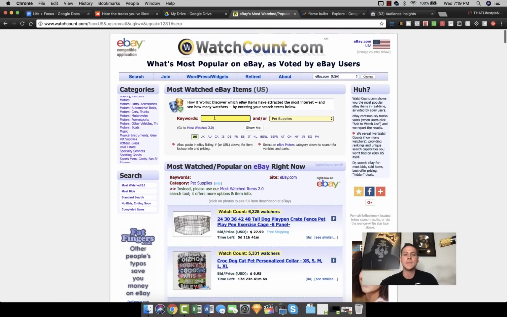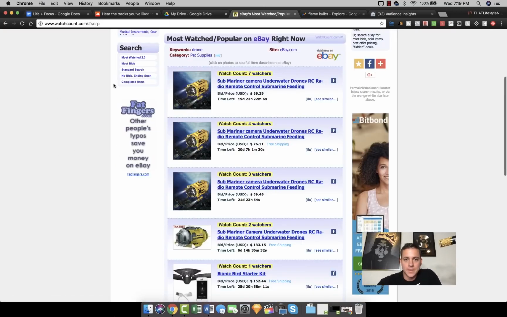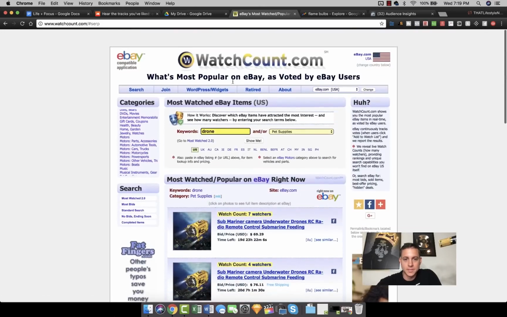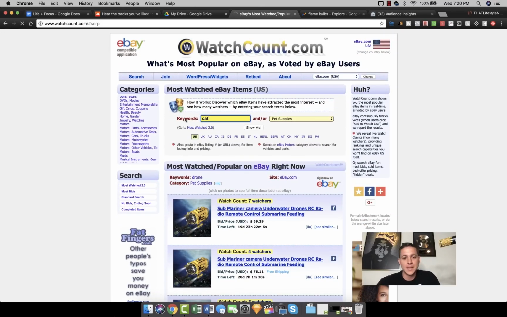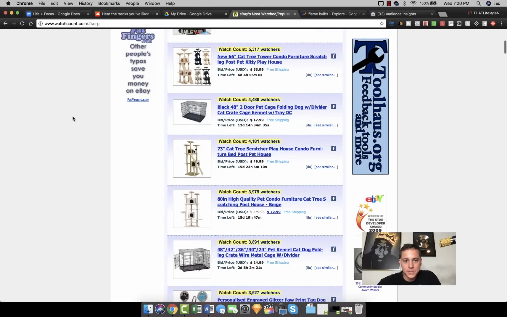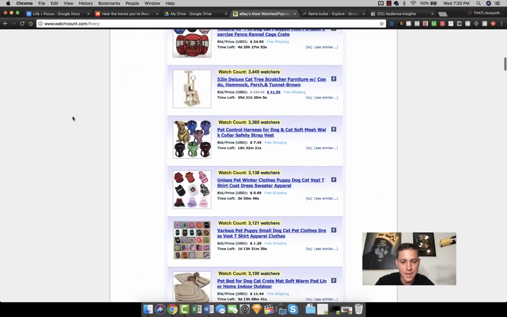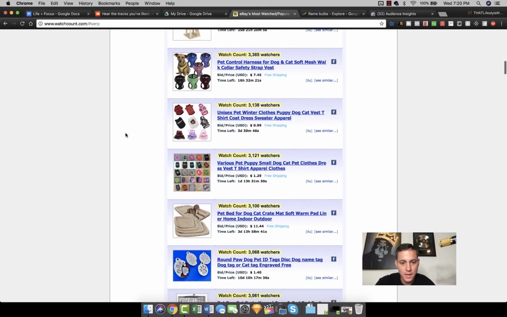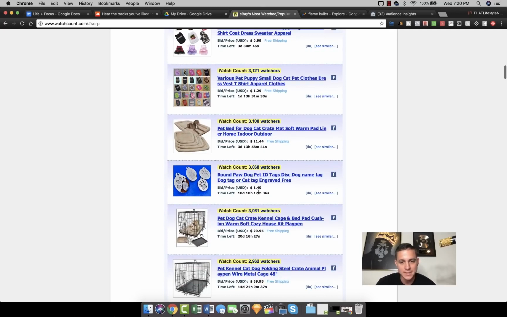And you can type in anything. Like you could type in drone, for example. And they have submarine drones, and this isn't a particularly good one, but let's type in cat. We see a bunch of the stuff that we were just looking at, with collars and harnesses and dog tags, and you can judge again by social proof how interested people are in things. It's going to pay huge dividends for you, because if more people are interested in something, it's much more likely that you're going to be able to actually sell that thing.